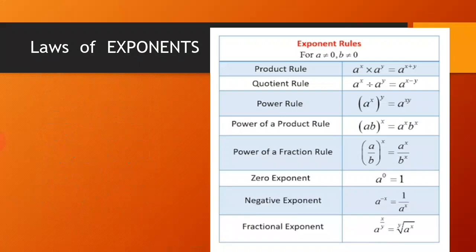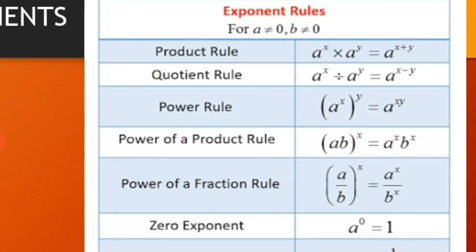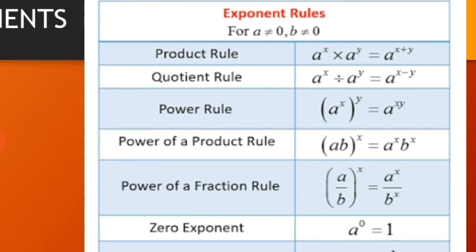Before we begin further, we need to know the exponent rules or the laws. There is a first product law. First product law means a raised to power x into a raised to power y is always equal to a raised to power x plus y. That means when the bases are same and the powers are different, the base can remain the same and the powers are added. This is the product rule.